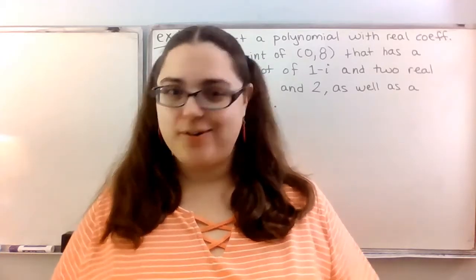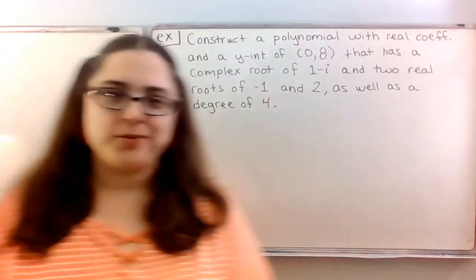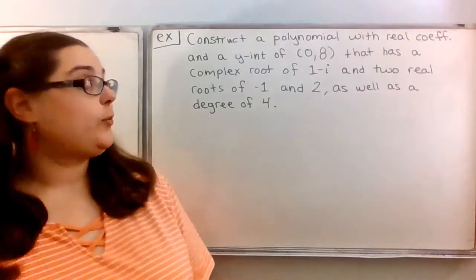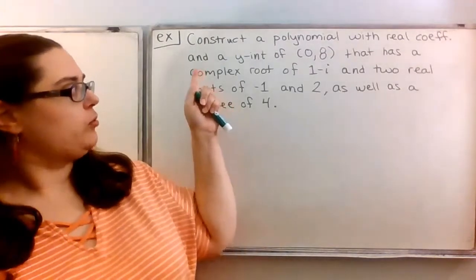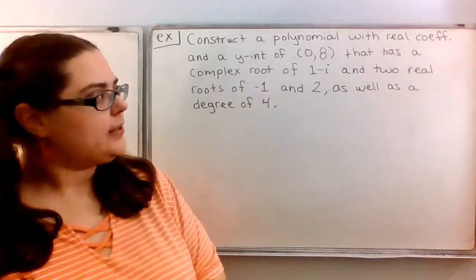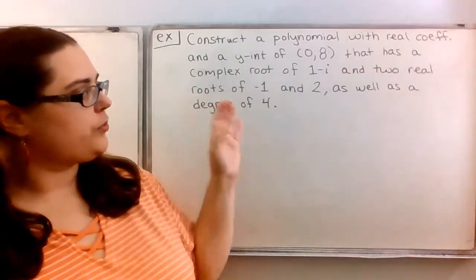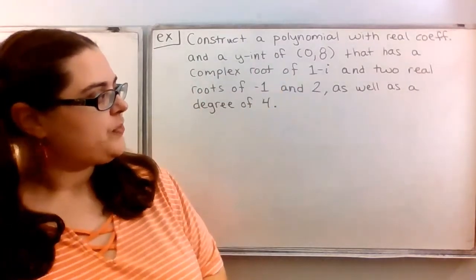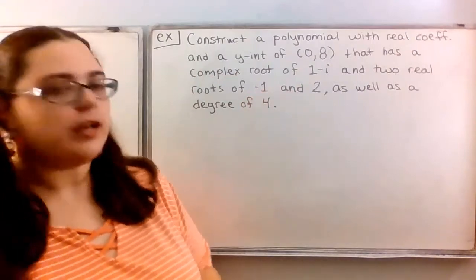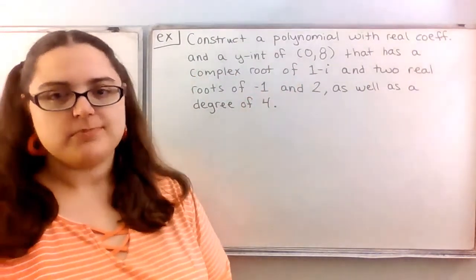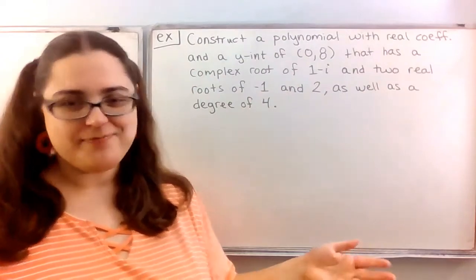So let's look at our second example of constructing a polynomial. This time we want to construct a polynomial with real coefficients and it has a y-intercept of (0, 8), and it's going to have a complex root of 1 minus i and 2 real roots of -1 and 2, as well as a degree of 4. Just a few requirements for us here, right?